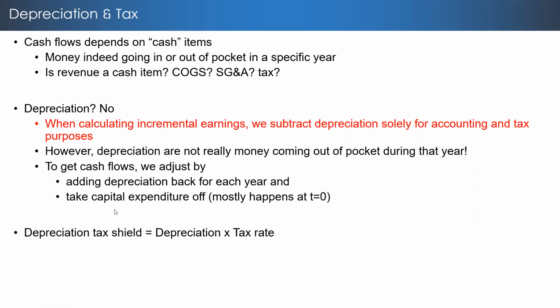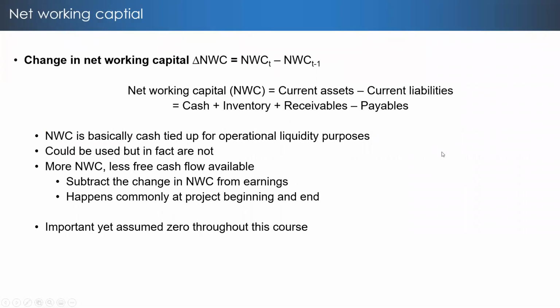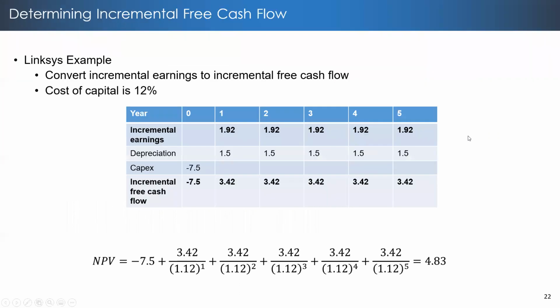Right, and another thing we need to remember is we want to take the capital expenditure off, which normally happens at t equals 0. So let me show the example. Here's a slide about net working capital. You're free to skim it yourself. So here's how we adjust for capital expenditure and depreciation.